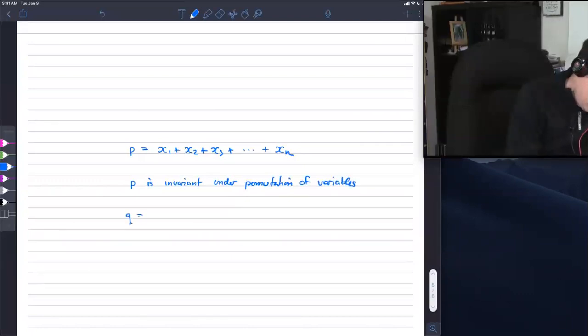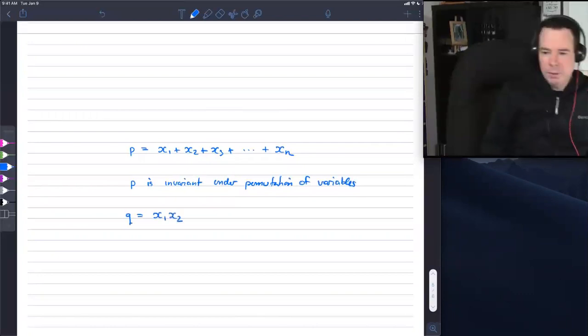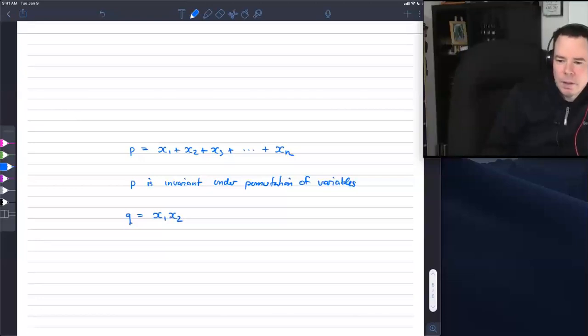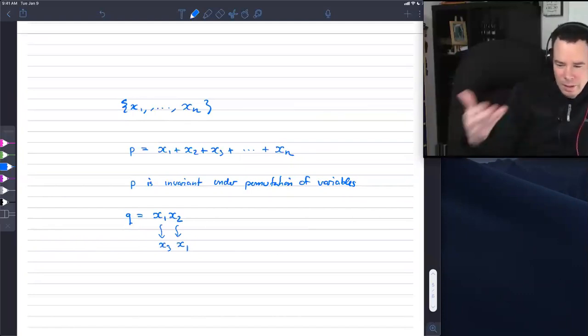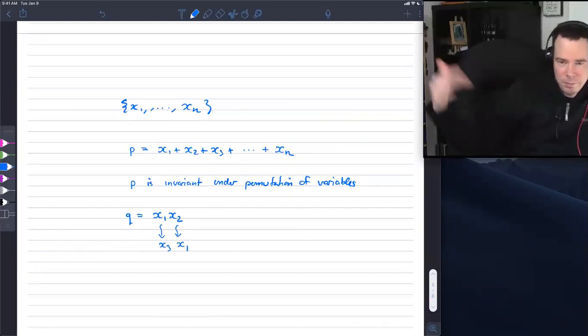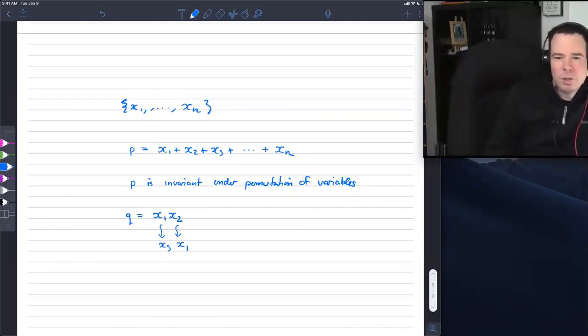For example, this polynomial Q is not. Maybe I'll just say Q is x1 times x2. That's not invariant because I could permute variables. In some sense, by permute variables, I mean that I can replace my collection of variables x1 up to xn. I can replace any of my variables with any other combination of them. So in this one, if I replaced the x1 with an x3 and the x2 with an x1, for example, so my permutation is x1 is replaced with x3, x2 is replaced with x1, and then all the other ones get replaced with other variables, then this polynomial's changed. So this is not invariant under this permutation of variables.